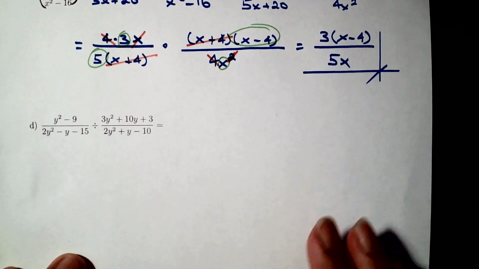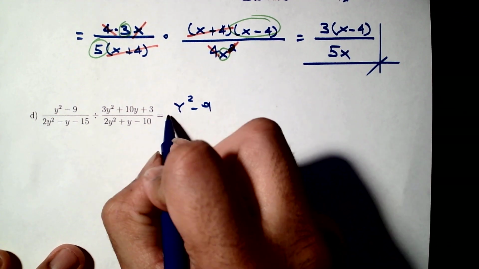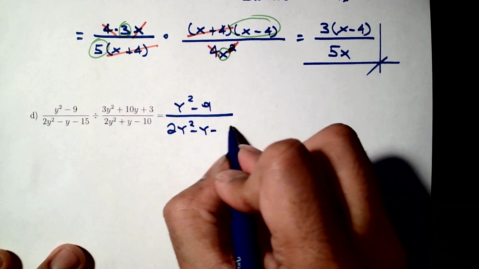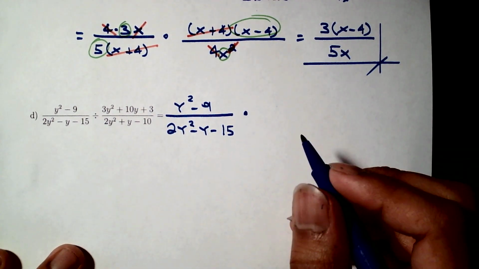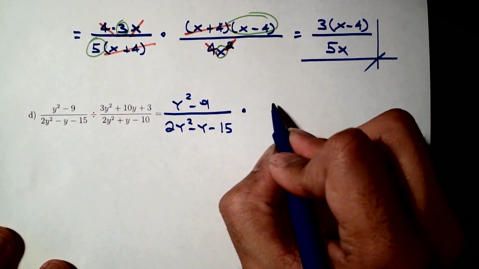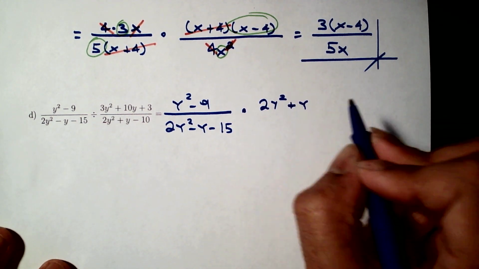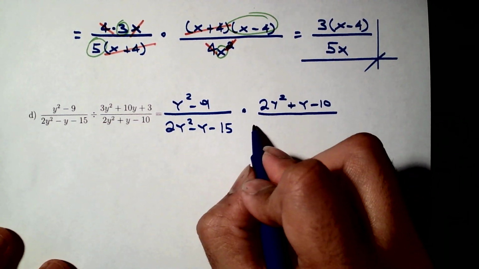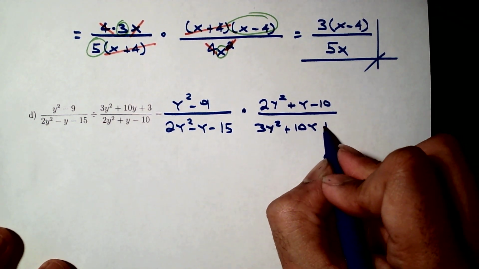Alright, for letter D, I'm going to get you started with this one. So, y squared minus 9. The first fraction remains the same, times the reciprocal of this one, which in this case is 2y squared plus y minus 10, divided by 3y squared plus 10y plus 3.